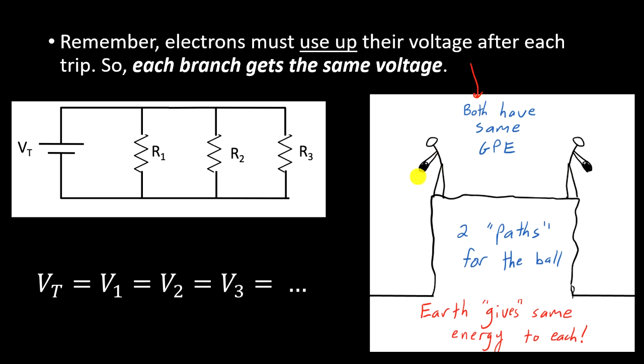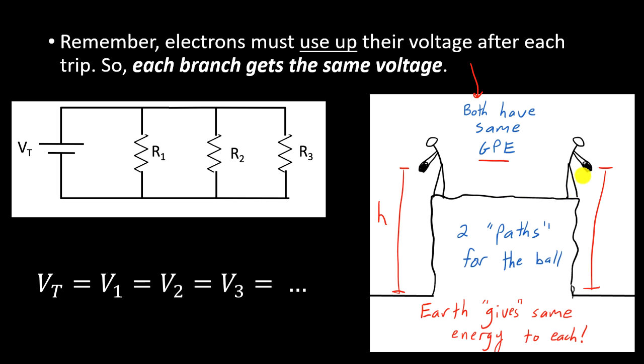I have 2 people holding 2 balls. Each one is a certain height up, and they're the same height. Tough to draw a straight line. Both of these objects have the same gravitational potential energy. There are 2 different ways for me to drop this ball. I could either drop it on the left or drop it on the right, just like the electrons have 2 different paths to flow.